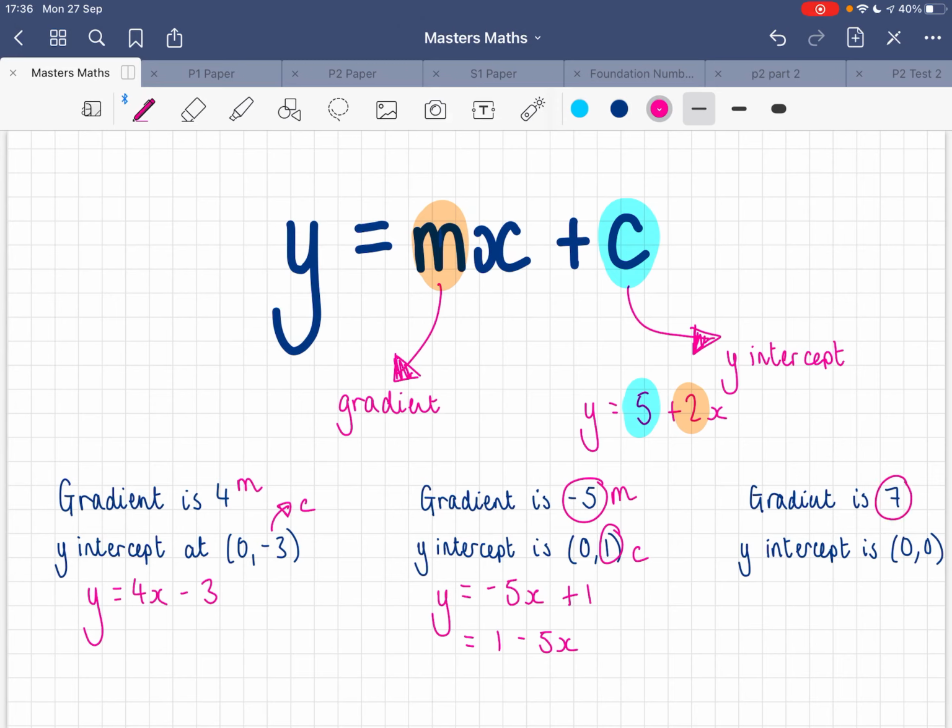And then the last one, the gradient is 7, so that is our m. The y-intercept is 0, so that's our c. So when we write the equation, we have 7x, because 7 is the gradient, and then I'm not even going to write the c, because all I would write is plus 0, and we don't need to write plus 0, because you're adding on nothing, it doesn't make any difference. So we're just going to leave that as y equals 7x. I hope that part makes sense. That is how you can tell the gradient and the y-intercept from the equation of the line.